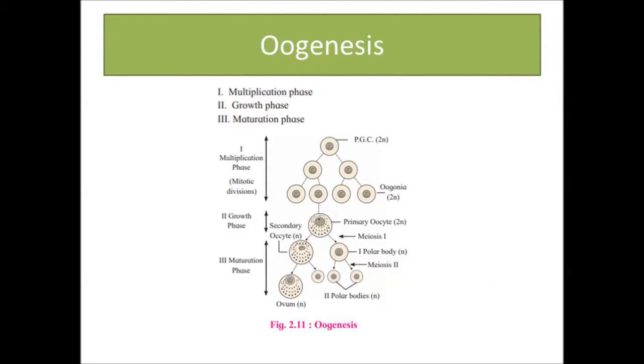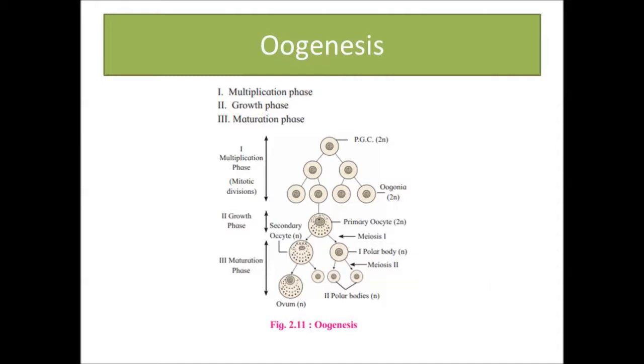Then the second phase, the growth phase. In this phase, some of the oogonia stop dividing and begin to increase in size and form the primary oocytes. These are also diploid in number. In this phase, cellular organelles like endoplasmic reticulum, Golgi apparatus and mitochondria increase in number.